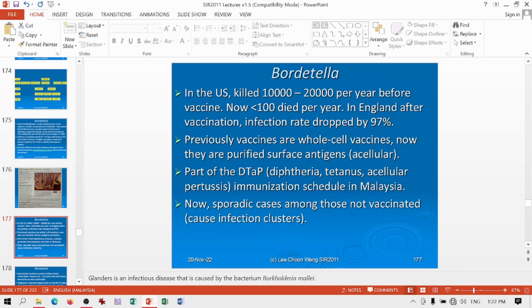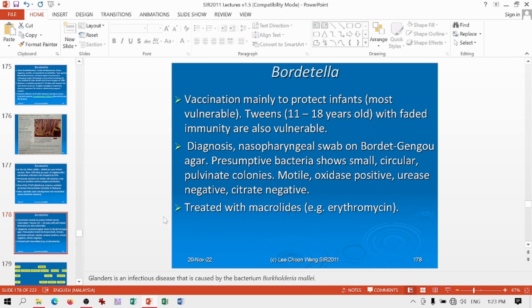Previously the vaccines were whole cell vaccines, but now they are purified surface antigens and are acellular. It is also part of the DTaP vaccine that is in the immunization schedule in Malaysia. So the vaccine protects against diphtheria, tetanus, and pertussis. We have sporadic cases now among those that are not vaccinated, causing infection clusters. Vaccination is mainly to protect infants because they are most vulnerable. The teens from 11 to 18 years old with faded immunity are also vulnerable. That's why vaccination should be adopted by everyone to control this disease.